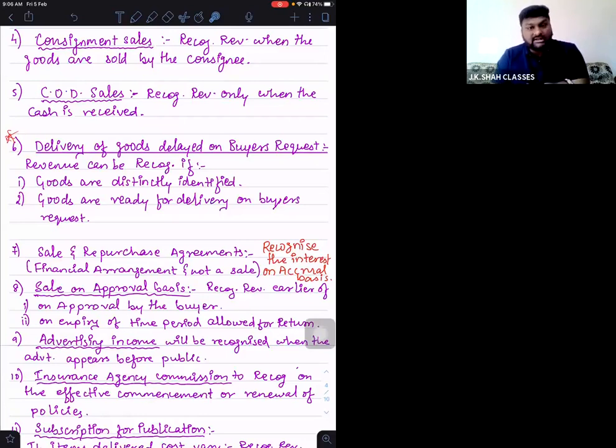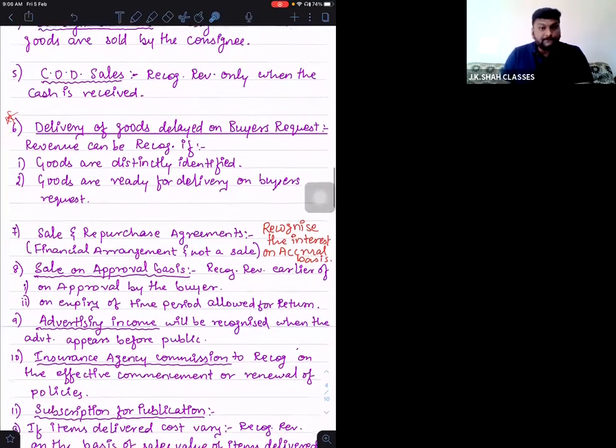But sir, up to 30 days, he has not given you any approval. So technically on the 30th day, when the time gets over, on 31st day, you can record the revenue. That is what you have learned in your CA Foundation also. Same point is coming over here. So what they say, sale on approval basis, recognize revenue earlier of on approval by the buyer or on expiry of the time period allowed for return. So whichever takes place earlier, please record your revenue.